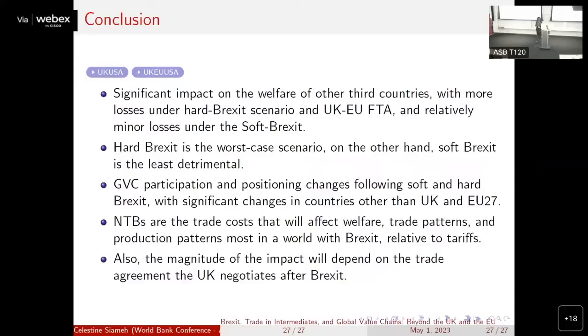So overall, I would say most of the changes in welfare and in the global value chain have to do with the non-tariff trade barriers, because there was more heterogeneity than that of the tariff. And finally, my conclusion would be that the magnitude of the impact of the losses will depend on the trade agreement that the UK finally negotiates with other countries after Brexit. Thank you.